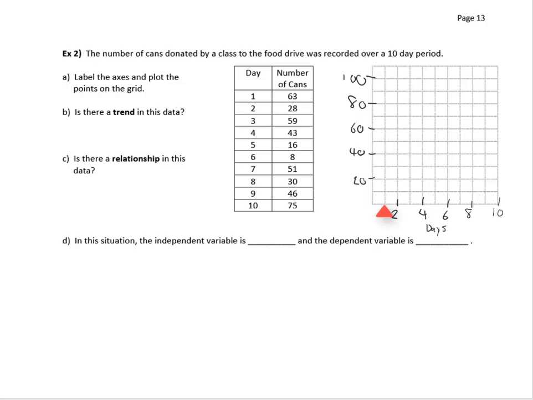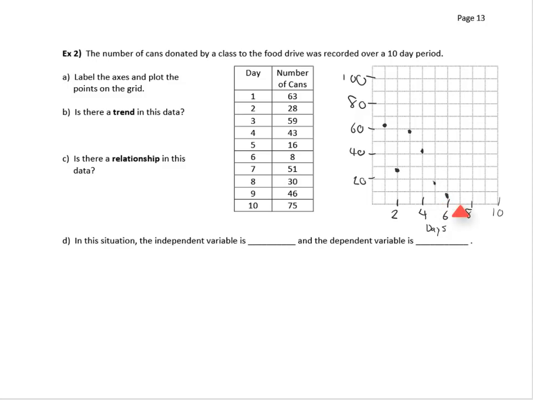So on day 1, we had 63 cans. So day 1, 63 was around here. Day 2, we had about 28. Just about here. Day 3, we had 59. So that was very close to 60, right at the bottom. Day 4, we had 43, so just over the 40. Day 5, we had 16. So, right here. Day 6, we had 8 cans donated.